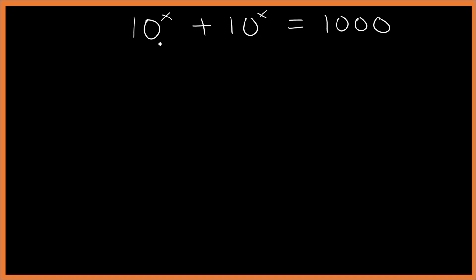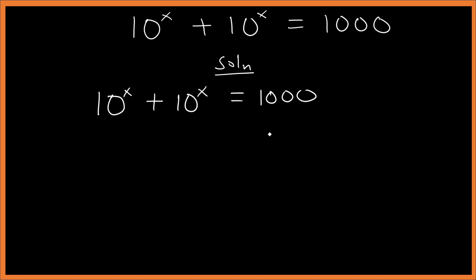Right, so let's provide a solution to this question. We are given 10 raised to x plus 10 raised to x equals 1000. Solution. So we have 10 raised to x plus 10 raised to x equals 1000.